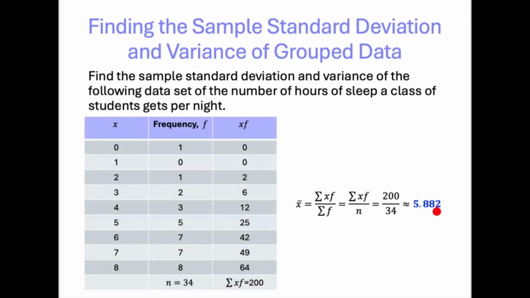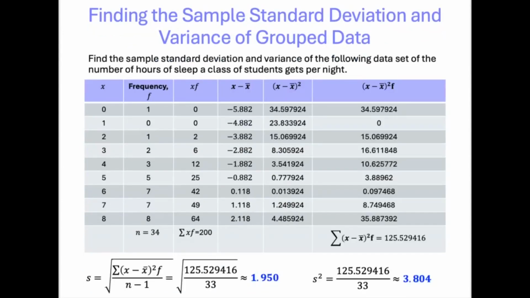So for the sample mean, when it's group data, you take the sum of every data value x and multiply it by its frequency. Okay, so that's what we have there. We have the 200 when we add all those x times f. And then the sum of the frequencies is 34. So, and this is what it comes out to. And then you're going to need to input that into your standard deviation formula and your variance formula.